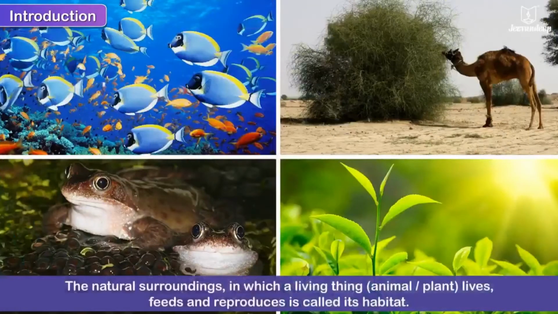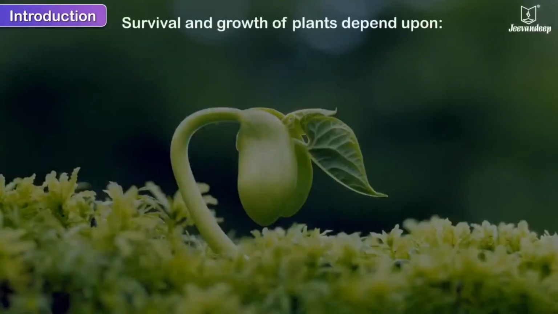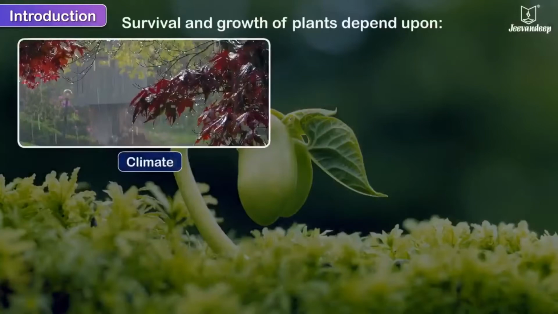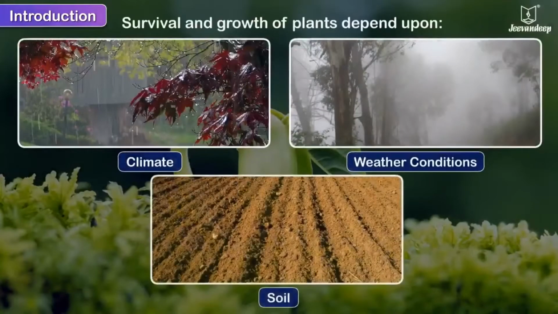The natural surroundings in which a living thing, that is animal or plant, lives, feeds and reproduces is called its habitat. The survival and growth of plants depend upon the climate, weather conditions and soil of the place.